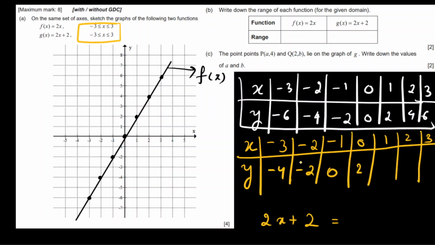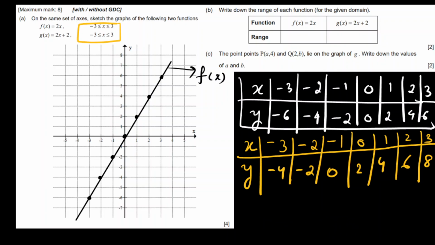Then, x value is 0, so 0 plus 2, then 2 plus 2, we will get 4. This is 4. Then 2 into 2, 4 plus 2, we will get 6, and this will get 8. So I have just found the values.